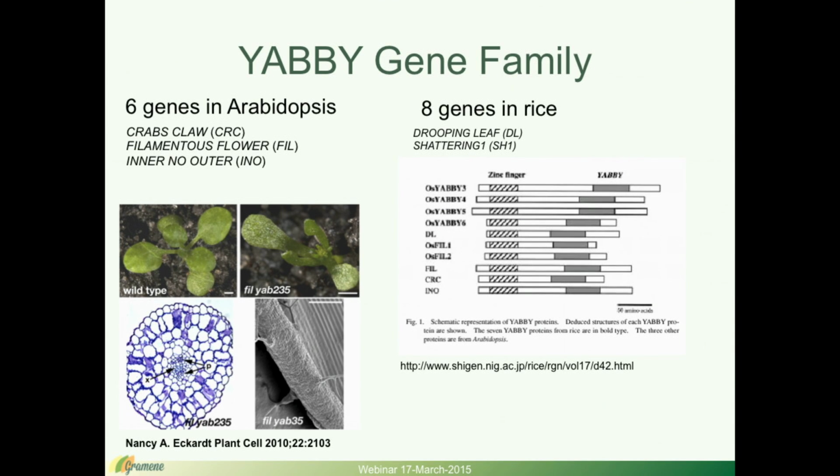So I'm going to expand more on the YABBY gene family, just because it turns out to be a very interesting family. In Arabidopsis, there are 6 genes, and several of them are known for their developmental phenotypes when mutated. In rice, there are 8 genes, and in addition to the shattering 1 locus, there's also a phenotype called drooping leaf of a different member of the YABBY gene family.